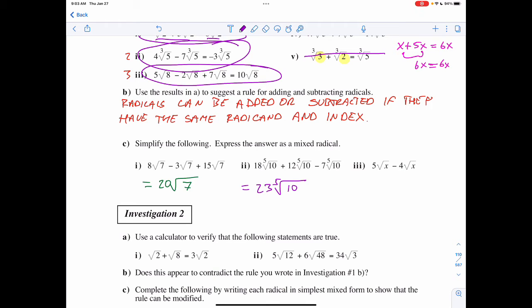Even if I add a variable into the mix, it doesn't change it. The square root of x is still the same as the square root of x. So if I have 5 root x's minus 4 root x's, I'm left with a singular root x.